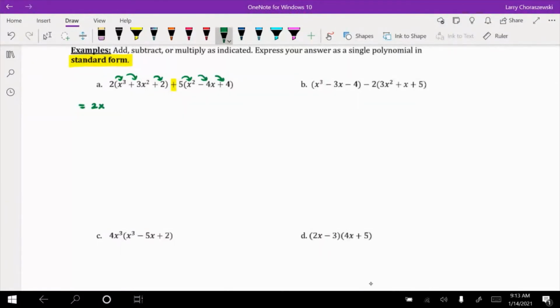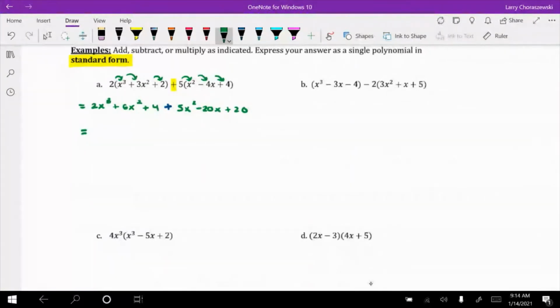2 times x cubed is 2x cubed. 2 times 3x squared, 6x squared, plus 4. To that, we're going to add 5 times x squared is 5x squared. 5 times negative 4x is negative 20x. And then 5 times 4 is 20. Typically what happens is after you clear parentheses, there might be some like terms. So you want to combine those, and if you want to knock two things out with one stone, we can write our final answer in standard form as we combine like terms.